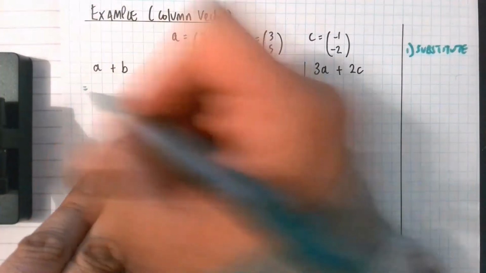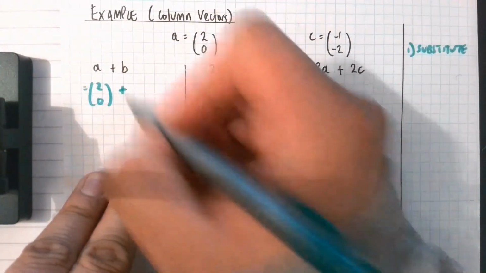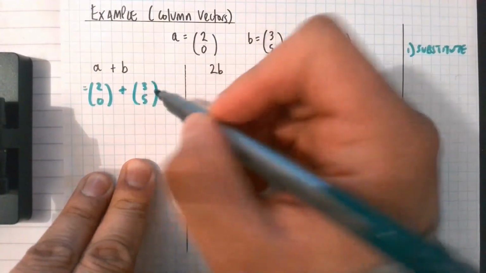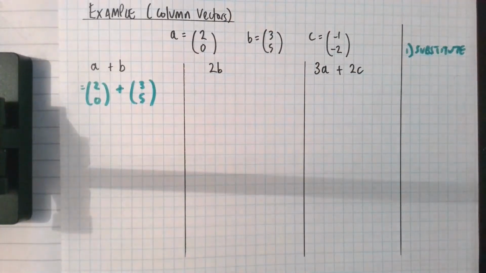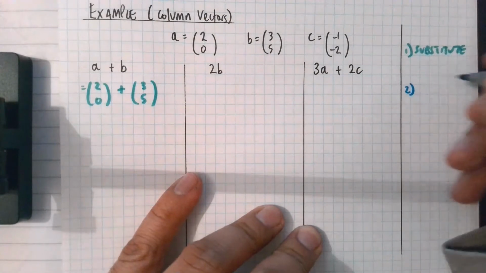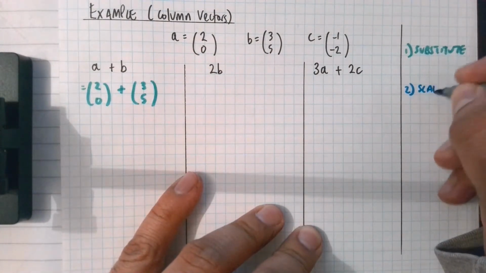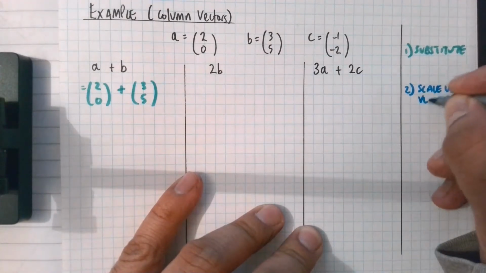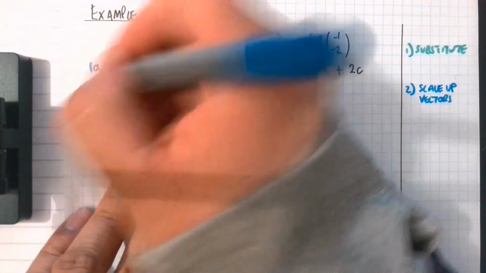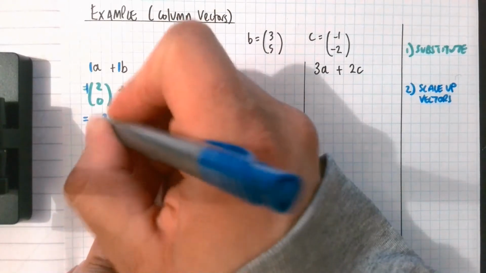So we need to work out A plus B, which is the resultant vector from those two vectors being combined. Our first step will be to substitute those vectors in their places. Then the second step would be, however you want to imagine this happening, we're going to scale up the vectors depending on the number outside. In this example, we have a 1 in front of the A and a 1 in front of the B, which means there's a 1 in front of those brackets.